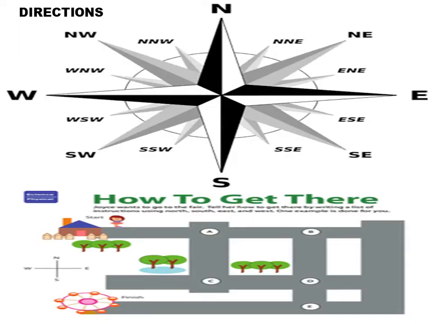Directions. Maps are drawn normally with north orientation. North direction in a map is always towards the north pole of the earth. These four main directions are called cardinal directions. Direction is usually indicated on a map by a north-south line.